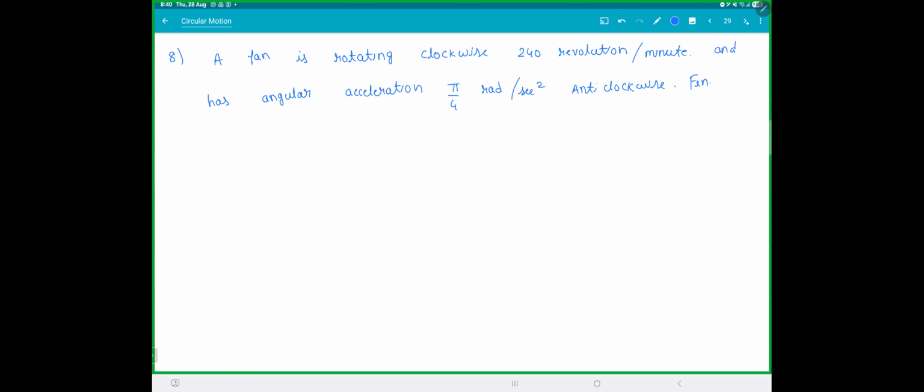So the question is, find the total angle rotated in 50 seconds. And look at the word. I didn't say angular displacement. I said total angle. So total angle is similar to distance. Meaning whether you rotate clockwise or anti-clockwise, I'll add up. Let's see how you do this.